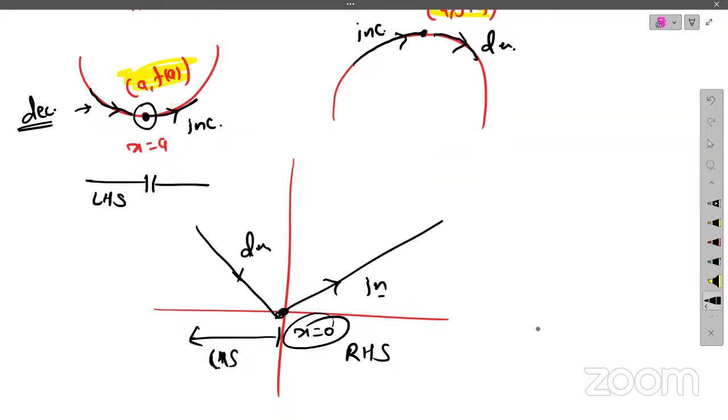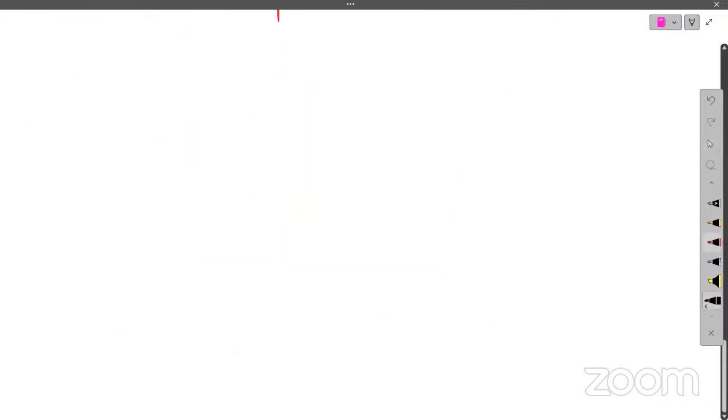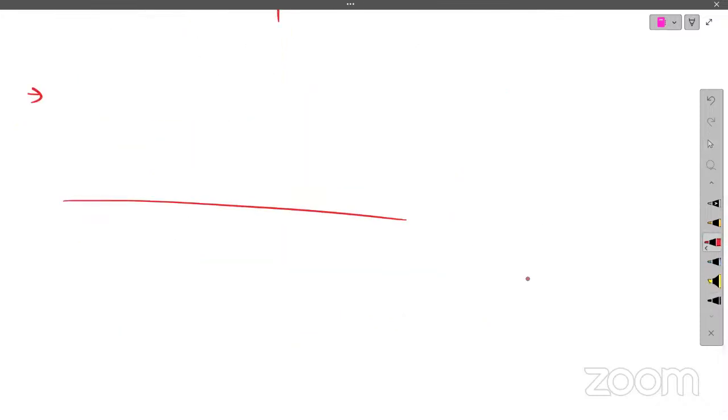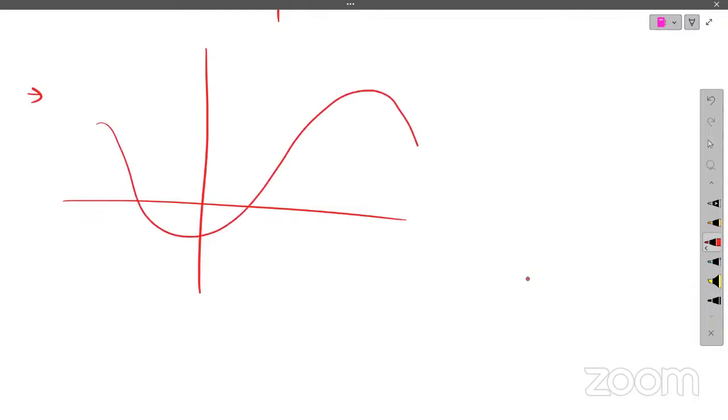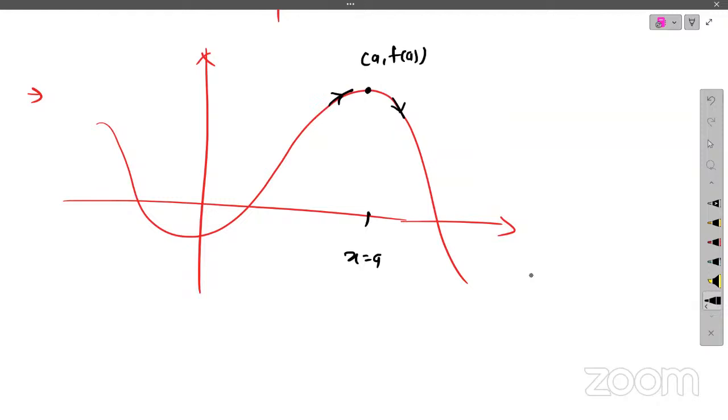Now let's talk about the behavior of the tangent at these turning points. It is very natural from the graph. Suppose this is the graph of some function with a turning point. We can easily judge from the graph that x equals a is a turning point, because from the left hand side the function value is increasing, and over the right hand side the function value is decreasing. So at the point (a, f(a)), the function's behavior is changing from increasing to decreasing. So this is a turning point.